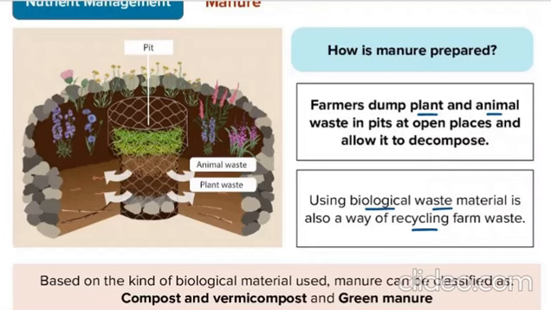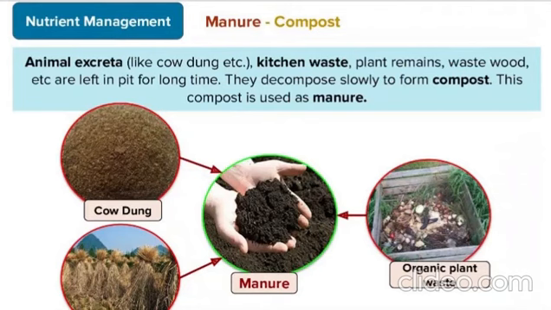Now, manure can be classified into three types of biological material. Manure can be made in three ways: compost, vermicompost, and green manure. What is compost? Compost means that you can do it homemade also. Animal excreta like cow dung, then kitchen waste like the peels of fruits and vegetables, plant waste, dead leaves, waste wood, etc.